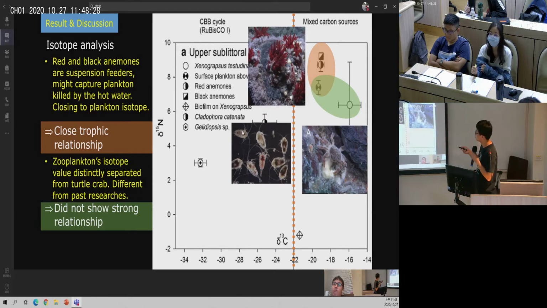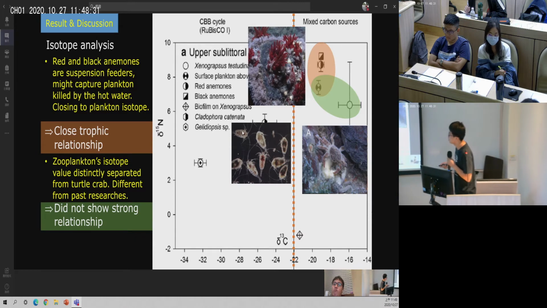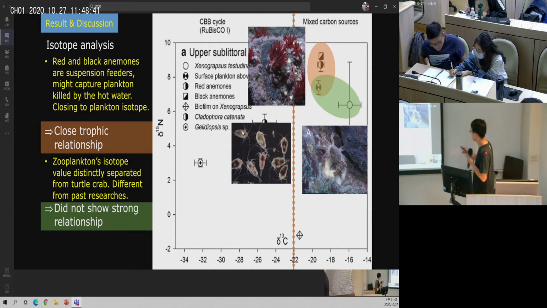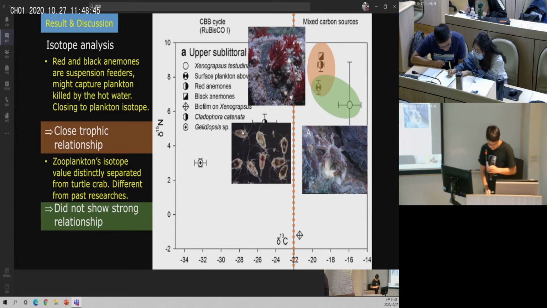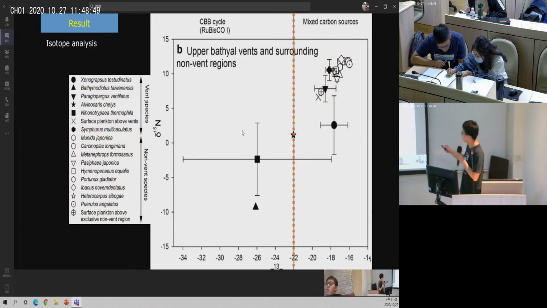Okay, and this is the red and black animals, the orange one. Because they are very close to the zooplankton, maybe there's a close trophic relationship. But to the crabs here, they are too far from the zooplankton, so we can't say they have a strong relation. Okay, this is the place on the upper bathyal vents.